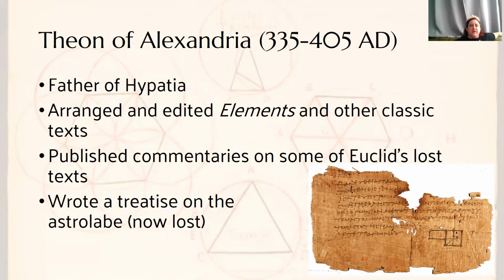He was the one that arranged and edited Elements, and he tried to make some corrections to things he thought were wrong. He also published commentaries, and this is one of the ways that we know that Euclid had written these texts that are now lost, because he made commentaries on them. He also wrote a treatise on the astrolabe, but it too is lost.